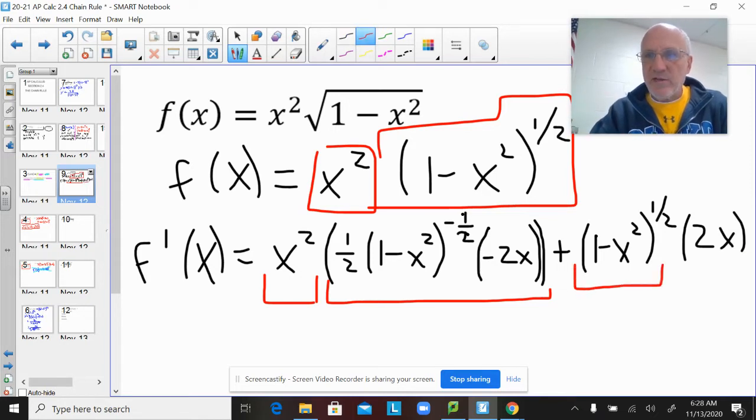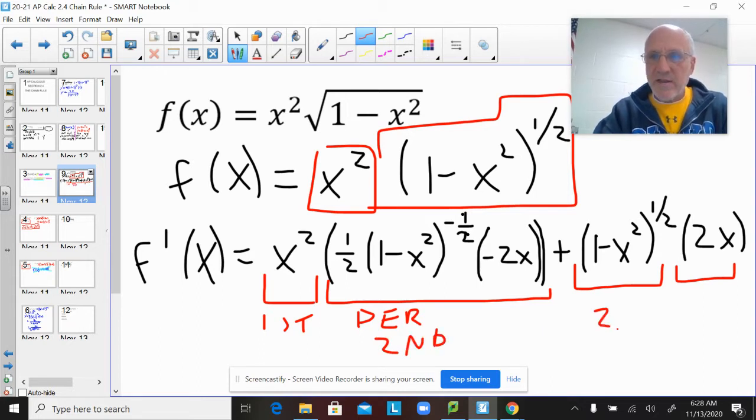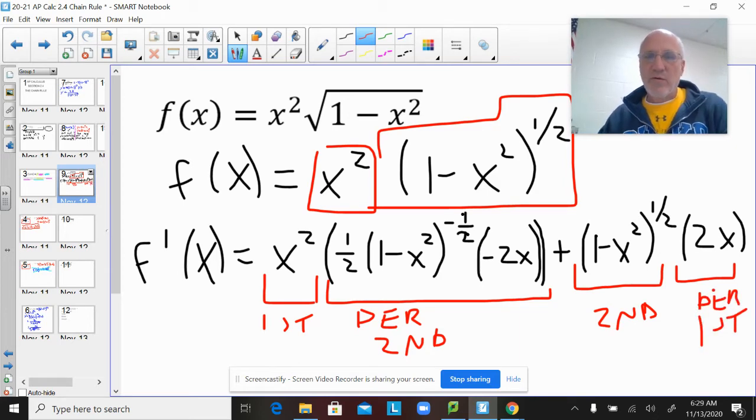Let me go like this to make sure that we're clear. This is the first. This is the derivative of the second, plus the second times the derivative of the first. So there's my product rule.